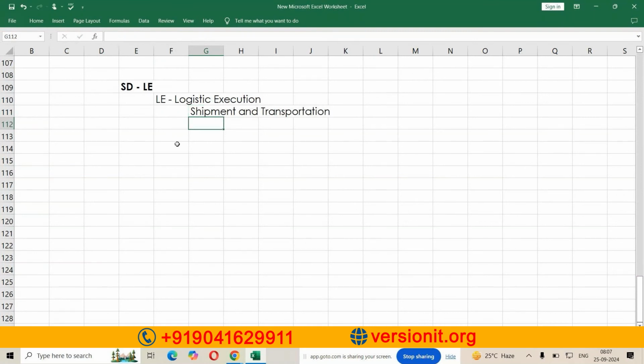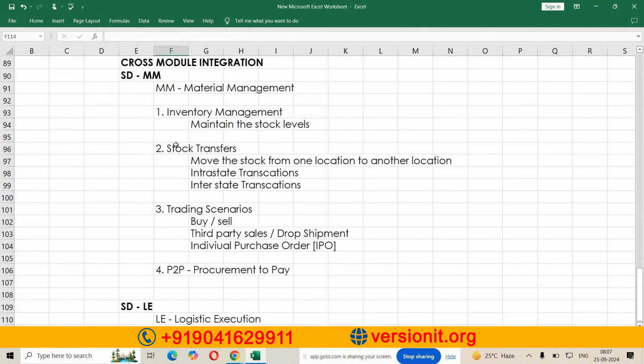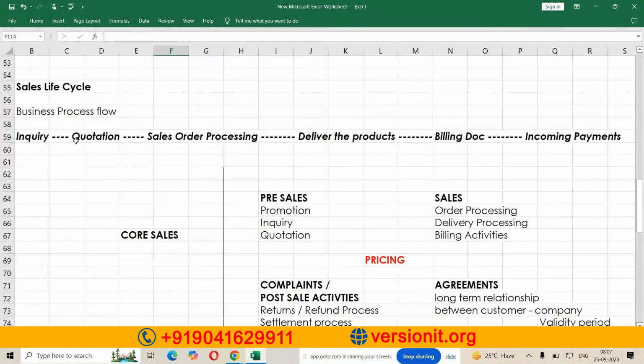So in the sales life cycle, this particular LE module fits over here, where the process starts with an order, and once the customer places an order, we perform delivery. The activities required for delivering the product to the customer are handled by your LE department. To deliver the product, there are different steps involved.